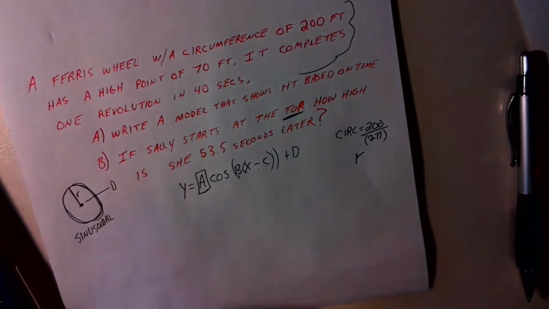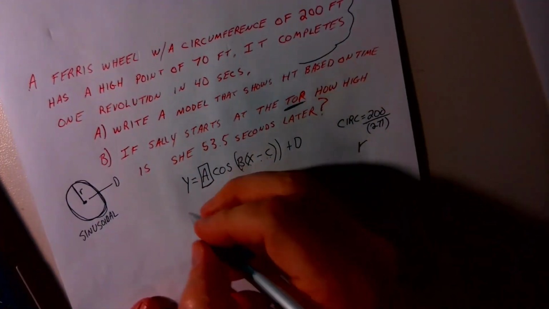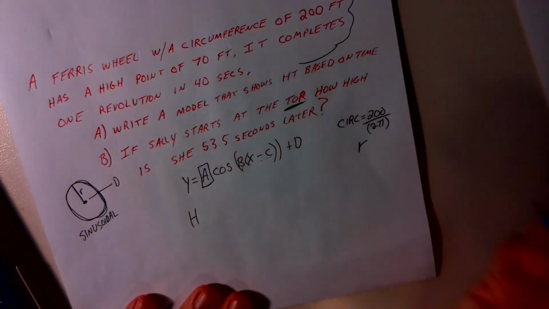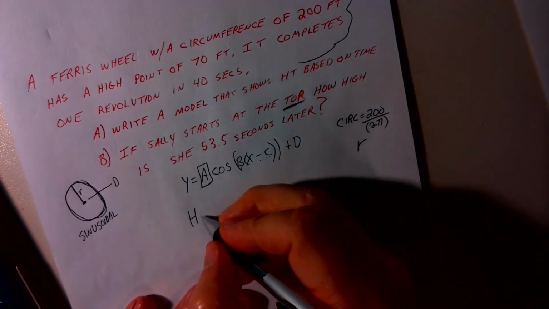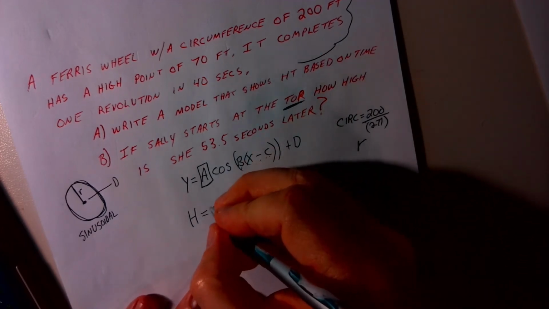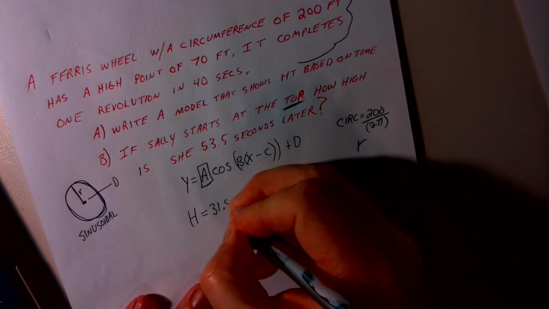That's pretty good. So now I know I'm going to actually start using stuff. So the height of the person on the Ferris wheel is equal to, and I'm just going to round the stuff when I put them in here, 31.83.